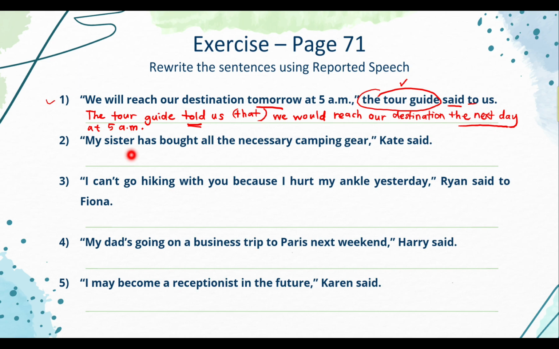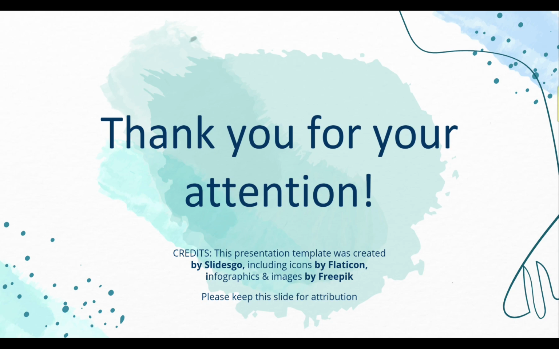Alright, for number 2, 3, 4 and 5, I hope you can try to do it by yourself. So, your task for today is to complete the past perfect and past perfect continuous exercise on page 69 just now, and also the reported speech exercise on page 71. I hope you can all try these exercises and write your answers in your book B.